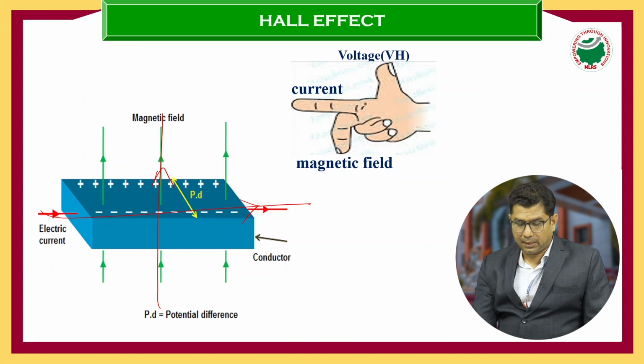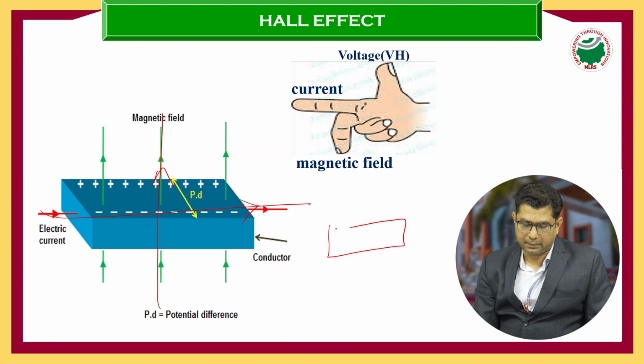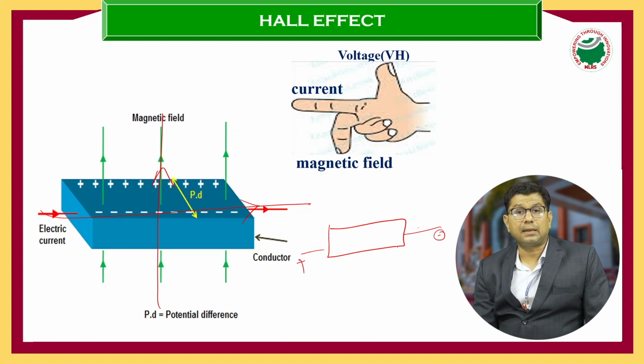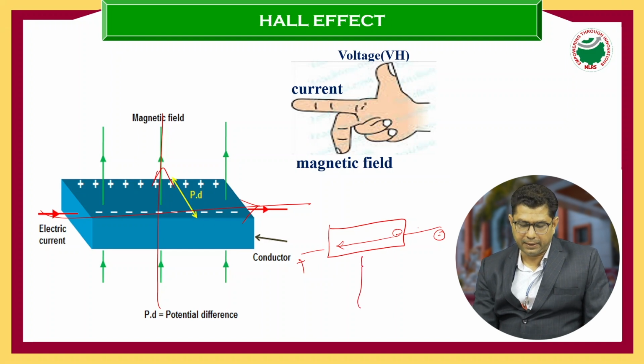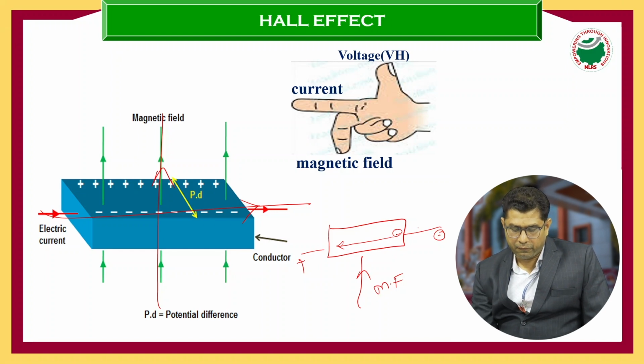When we consider a conductor, let it be copper, and apply a voltage, negative here and positive here, the electrons will move in this direction, straight. Now I apply a magnetic field in this direction, perpendicular to the current carrying conductor. Then these electrons will move away from their original path.